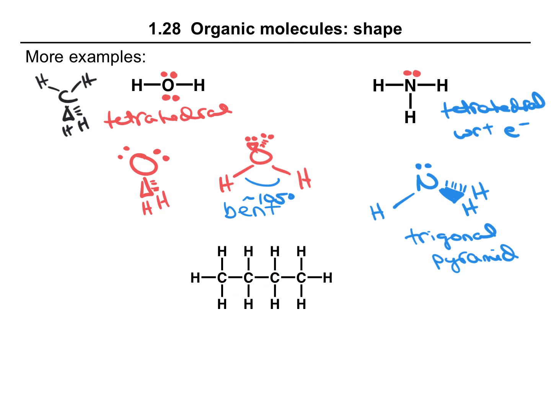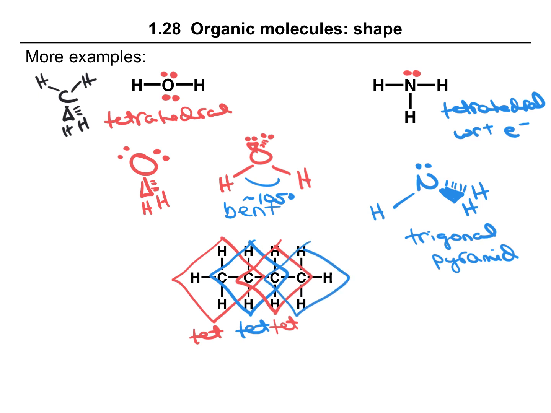So if we look at our first carbon, this is connected to 4 different groups, and so this will be tetrahedral. If we look at our second carbon, it is connected to 4 groups, so this will be tetrahedral. If we look at our third carbon, this is connected to 4 groups. It will be tetrahedral. And our last carbon is connected to 4 groups. So guess what? This is also going to be tetrahedral.